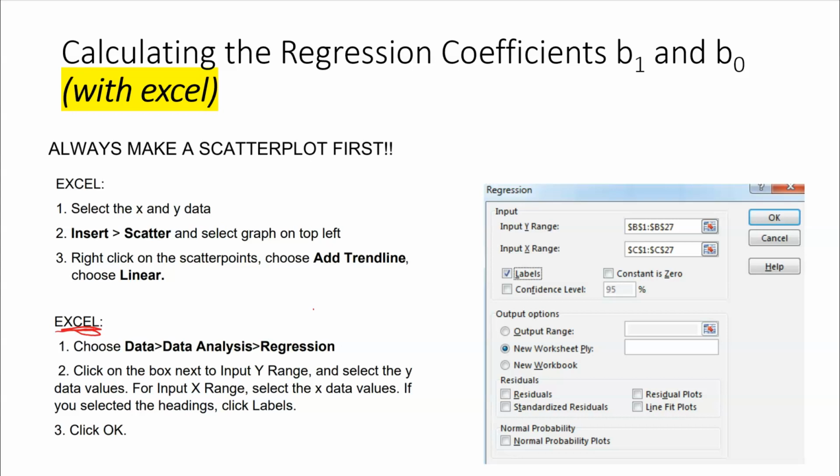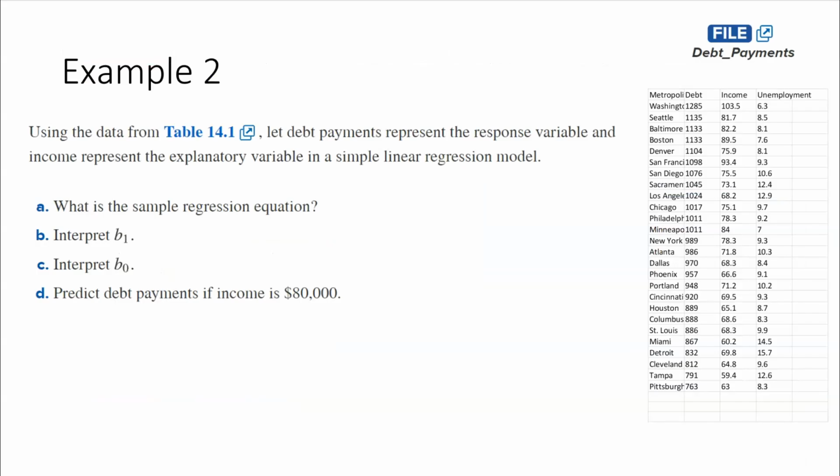So these are the directions here. Let's go ahead and give it a shot. Using this data here, let debt payments represent the response variable and income represent the explanatory variable. So x is our explanatory and y is our dependent. X is always independent or explaining. So x is our income, y is our debt payment. This is given to us out of order: it's y and it's x.